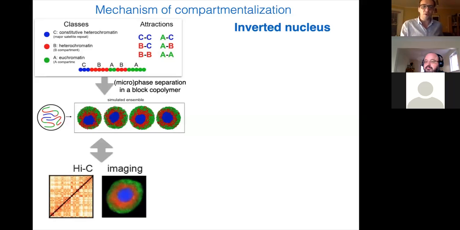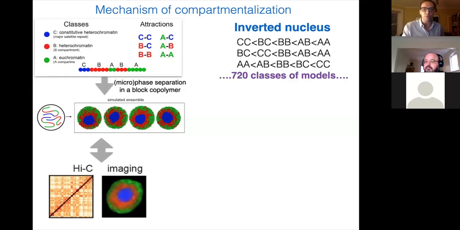And then for the model, we now have 3 types of monomers. So we have 6 types of interactions, and we would like to understand which of these interactions are the strongest and how these 6 parameters need to be set by nature such that I can reproduce this phase separation that I see experimentally.